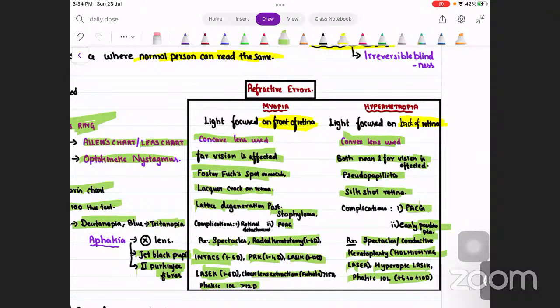Lattice degeneration and posterior staphyloma are seen in myopia. Open angle glaucoma is a complication of myopia. Angle closure glaucoma is a complication of hypermetropia. And early presbyopia is a complication of hypermetropia. Retinal detachment is a complication of myopia.